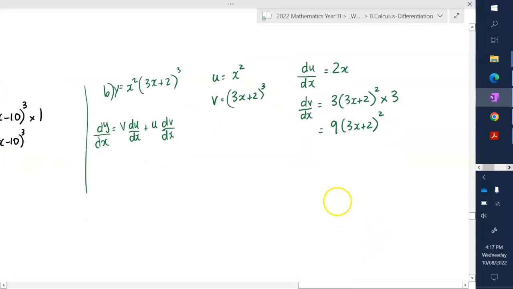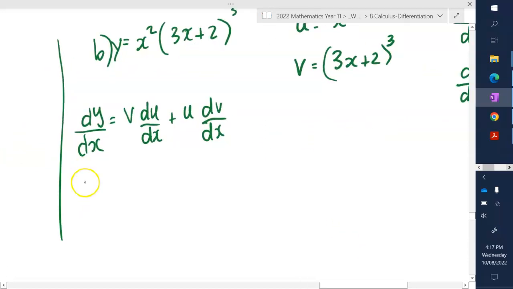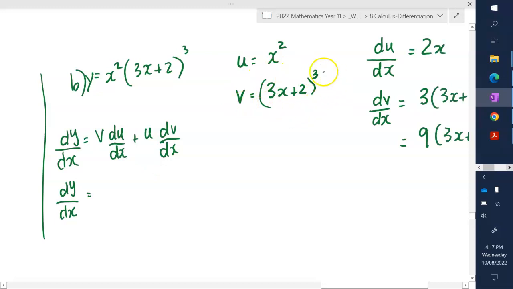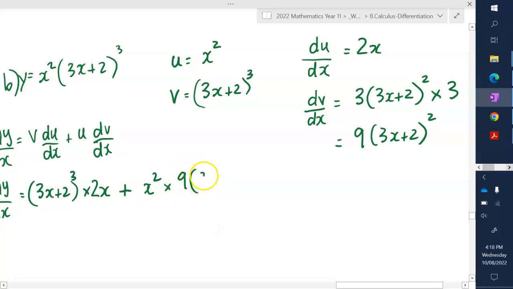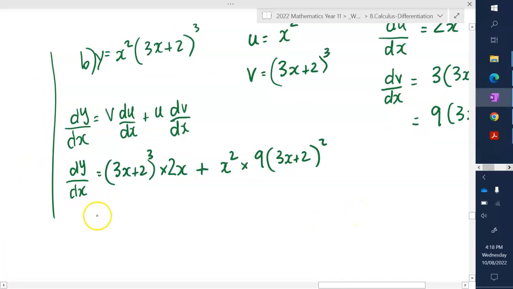Let's import all those into our formula. So dy/dx is going to be equal to v, which is that part in here, (3x + 2)^3, times du/dx, which is 2x, plus u, which is x^2, times dv/dx, which is over here. And our dv/dx, it's a big long one, 9 lots of (3x + 2)^2. Okay, we need to remember all our algebra rules, but before we do anything, let's neaten it up. So our dy/dx is equal to, I'm going to bring the 2x out the front of this bracket.